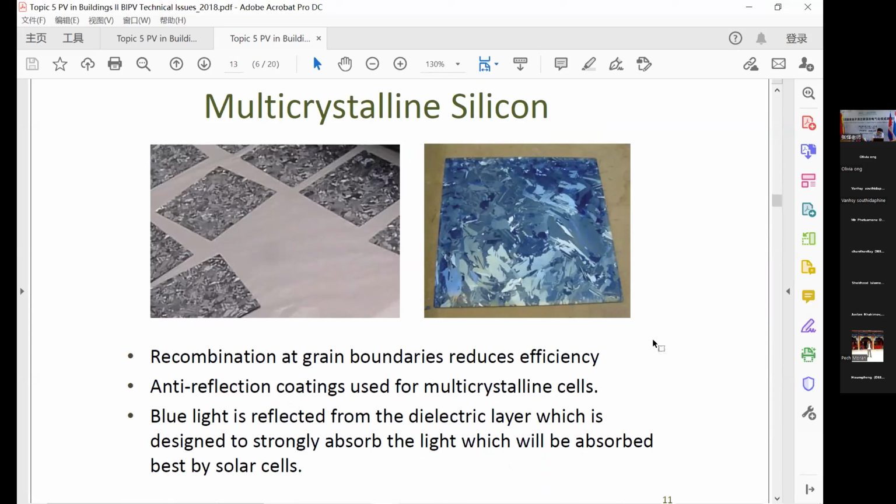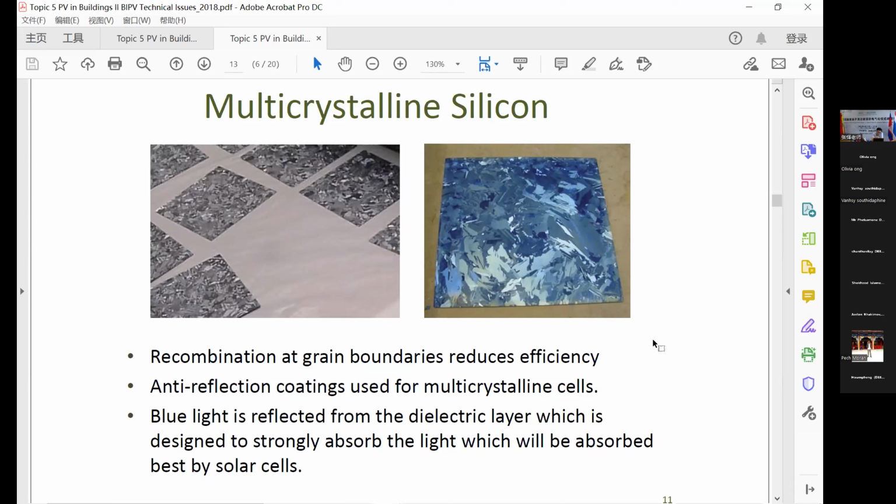And the second one is the anti-reflection coating used for multicrystalline cells, because they have such a disadvantage. We definitely want to improve the absorption of the solar radiation, so we add an anti-reflection coating to improve the absorption of the light and its power conversion efficiency. And the last one, the blue light, is reflected from the dielectric layer, which is designed to strongly absorb the light which will be absorbed best by solar cells.